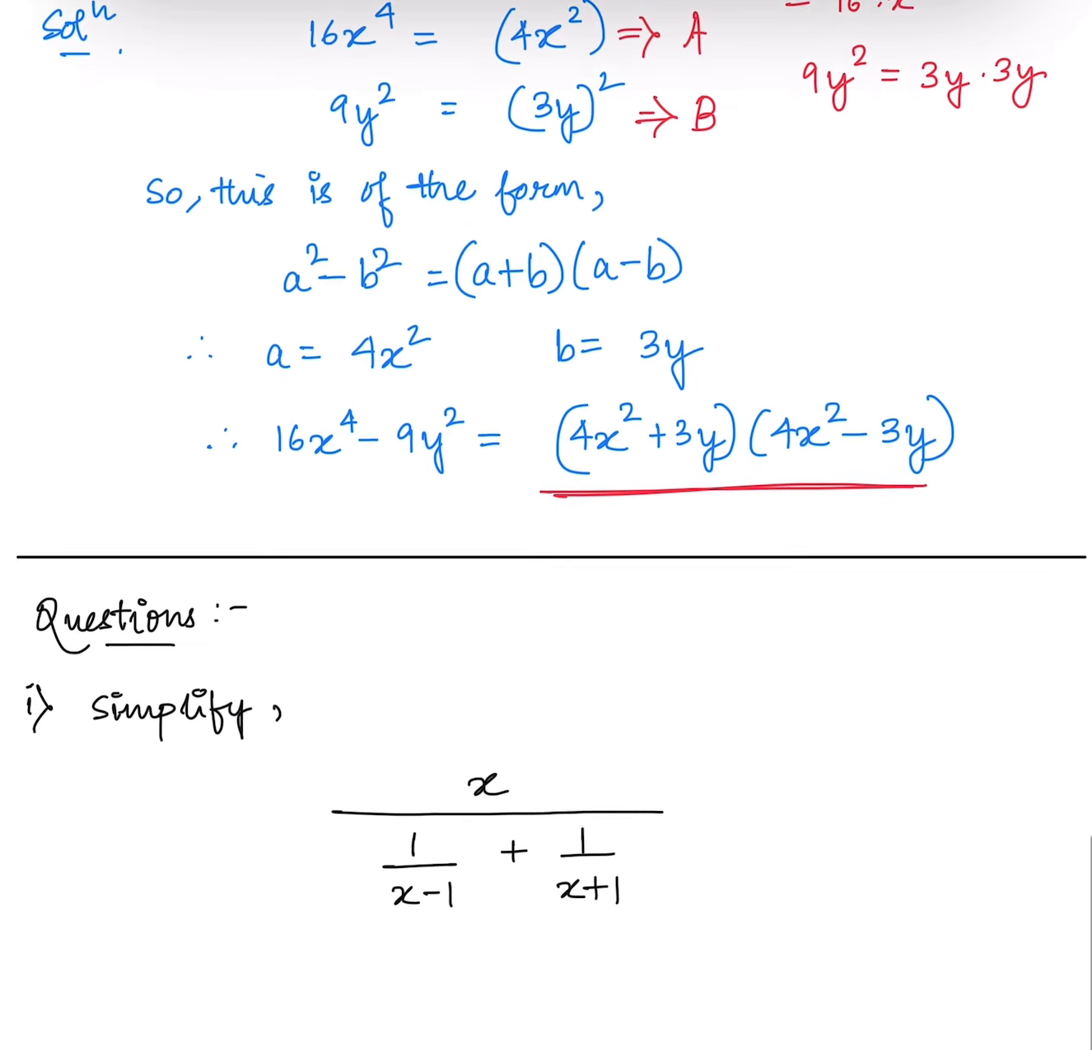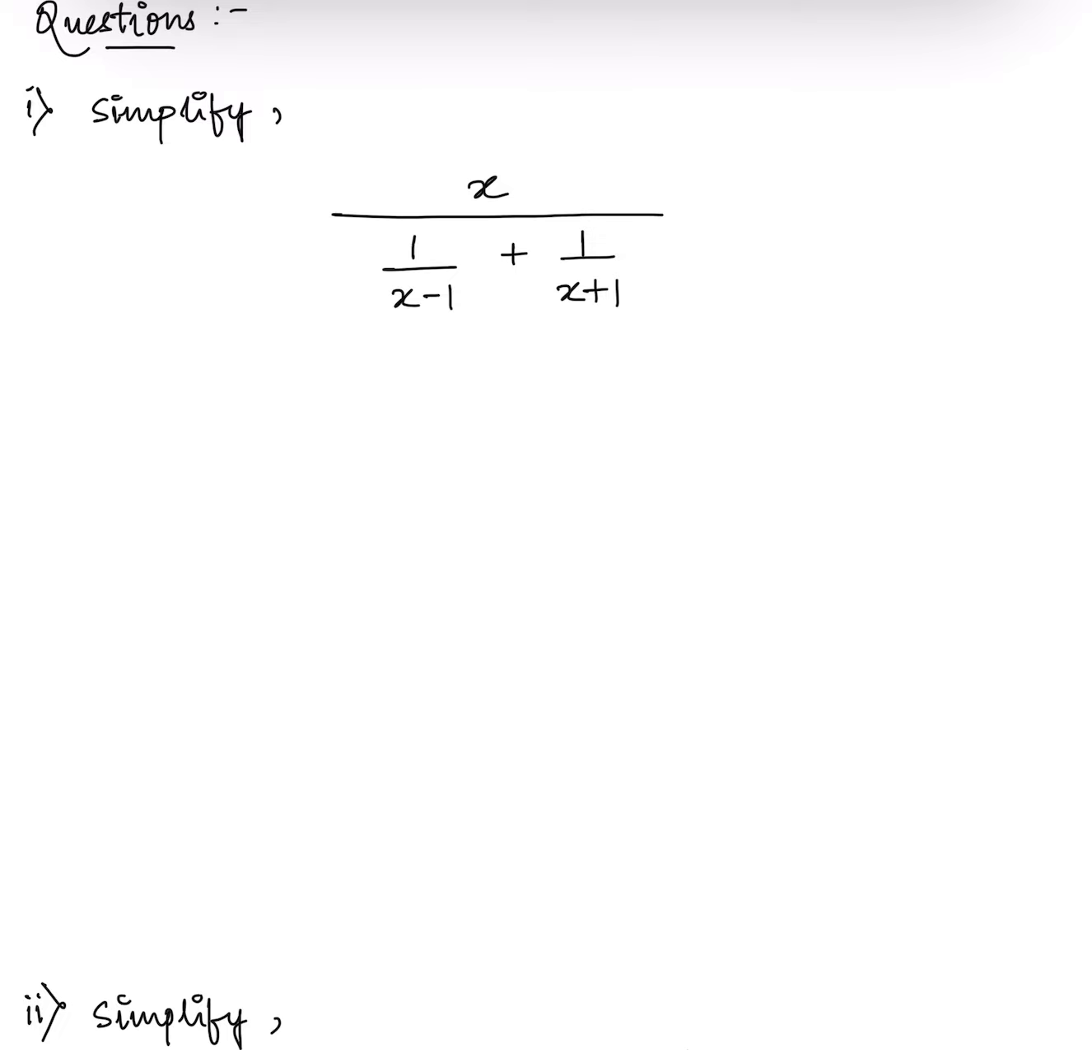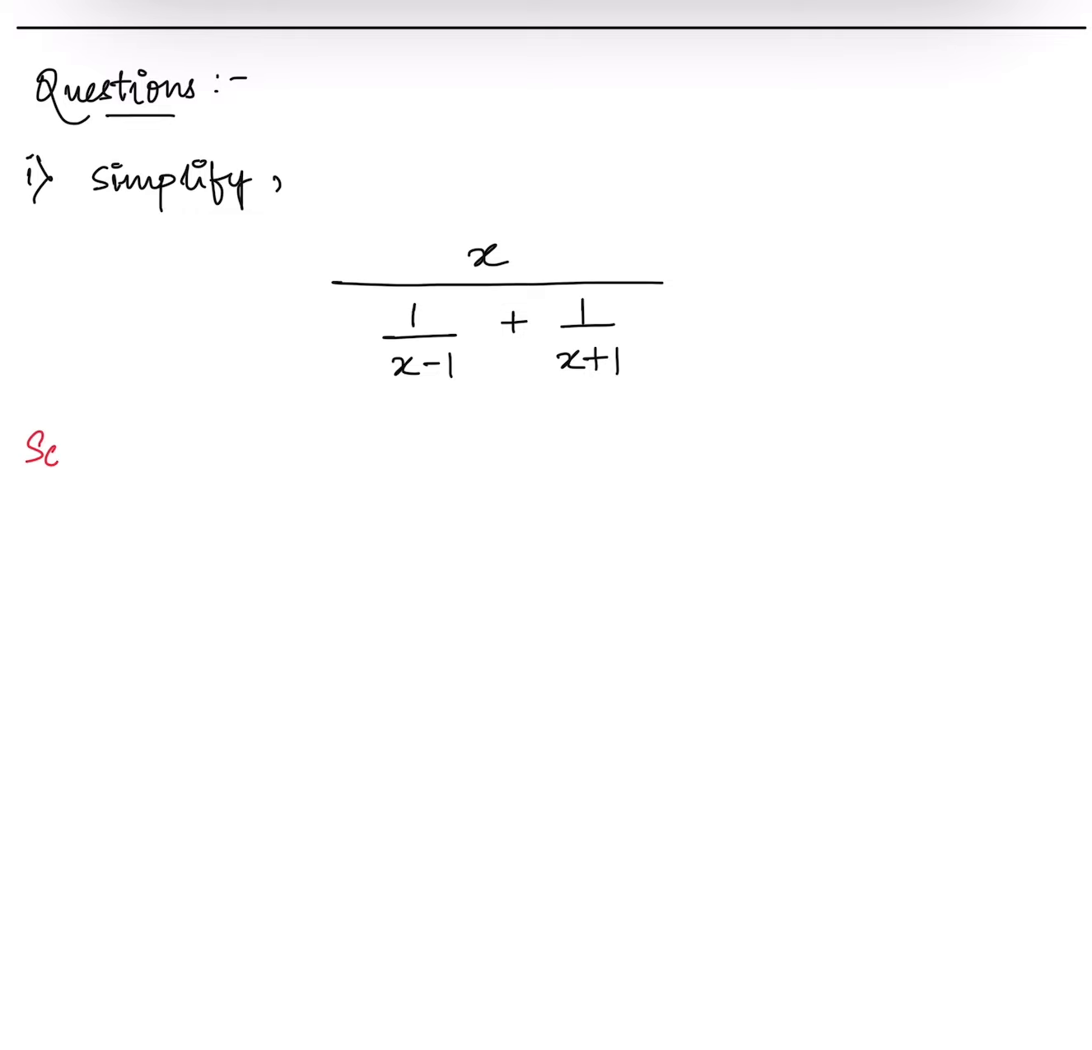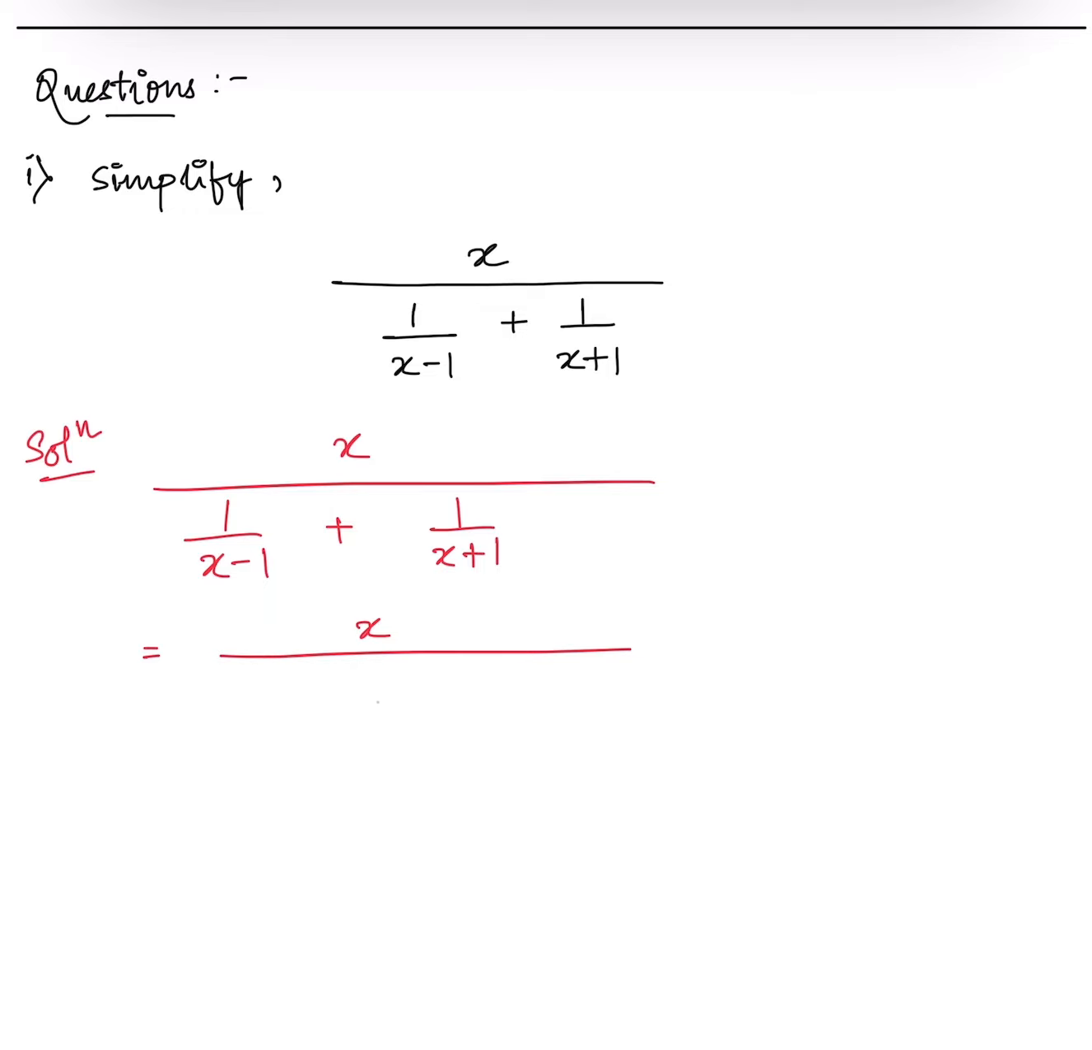Now let's go to the last set of questions. So this is what we have to simplify. Let's first write the expression. x by 1 by x minus 1 plus 1 by x plus 1. So this remains the same. Now when we need to add any fractions, we need to have the same denominator. So for that we have to have the denominator as x minus 1 into x plus 1. Now we are multiplying this by x plus 1 and we are multiplying this by x minus 1.